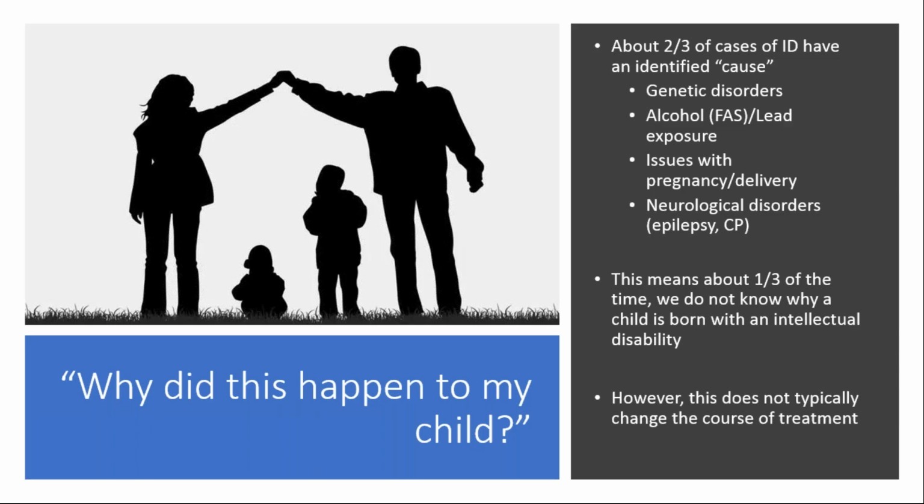The types of things that might really increase the risk of a child having a neurodevelopmental disability or specifically an intellectual disability are things like genetic disorders, exposure to alcohol or lead in utero. Issues with pregnancy or delivery can increase the risk of having a child with an intellectual disability. And then, of course, neurological disorders that can be associated with brain development that kind of goes awry. So diagnoses such as epilepsy or CP are often associated with an intellectual disability.